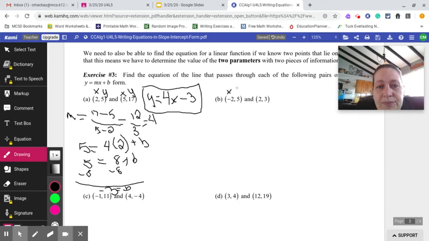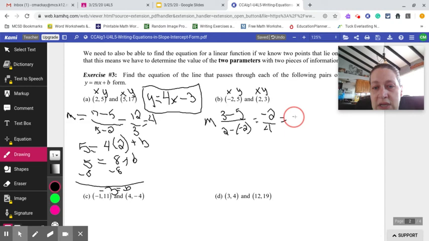This is my x. This is my y. This is my x. This is my y. Okay. 3 minus 5. 2 minus -2. Okay. 3 minus 5 is -2. 2 minus -2 is 4. And that reduces down to -1/2.